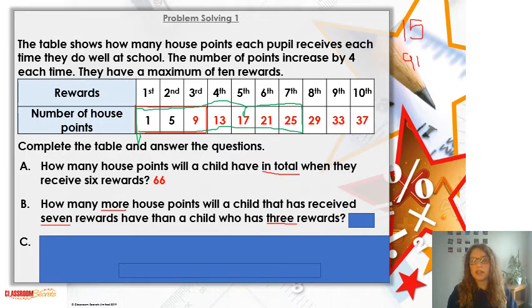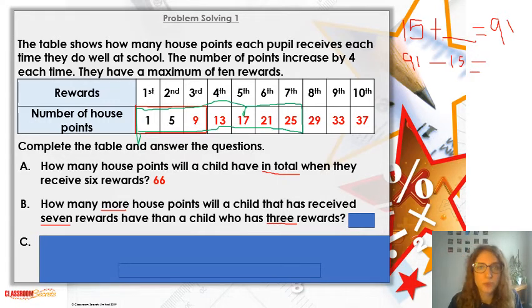So you can either do 15 add something equals 91, that's quite a lot of counting on, or you could do 91 subtract 15 and work out your answer from there. So column subtraction might be quite a useful one, because we need to work out the difference here. All right, let's have a look. So pause it and have a go, and then we'll go through the answer. Right, so that would be 76 points difference. Okay, so there are 76 more points if you've received 7 awards than if you've received 3.